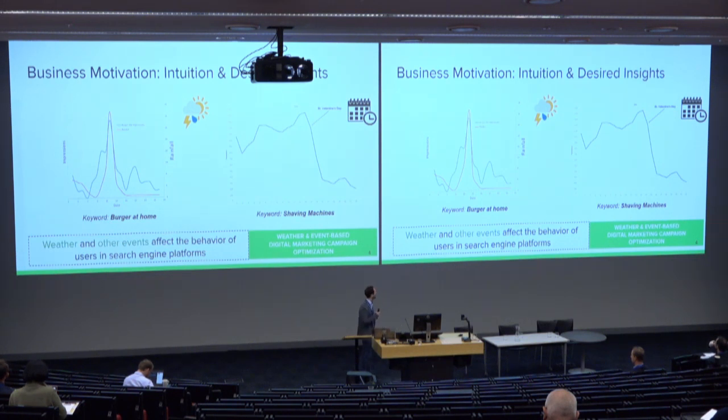We found out that the keywords are affected by external factors which are not present in the original JOT dataset. For example, on the left, you can see that the keyword burger at home has a correlation with the rainy forecast in Madrid. On the right hand, you can see how events can impact the user behavior in search engine platforms. For example, you can see that the keyword shaving machines drops after St. Valentine's Day. So this is an effect.